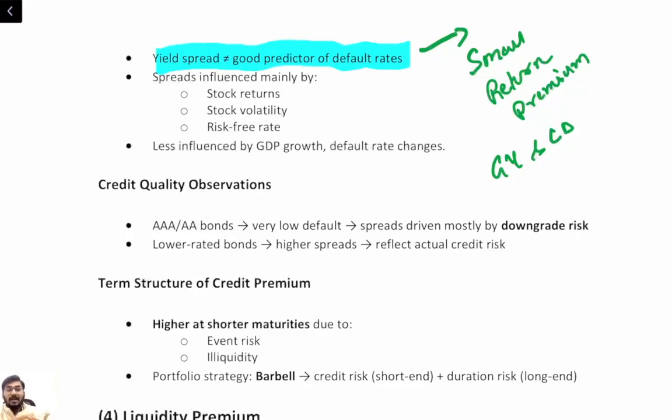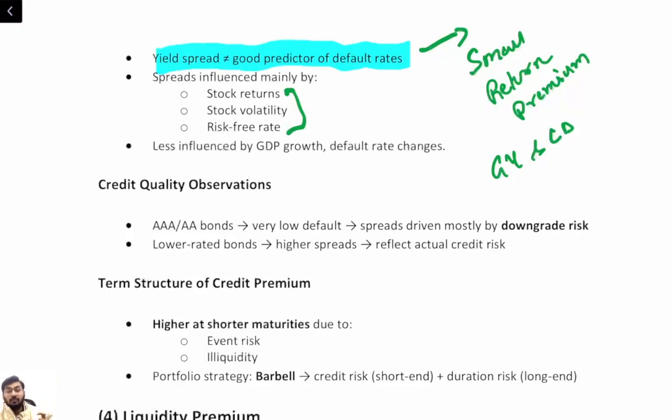So my spread is actually influenced by stock returns, stock volatility, as well as the risk-free rate. Clear? So they will actually tell me more about the predictive power. What is the probability of the default? Like when I'm saying stock returns, so how much the stocks are going up and down. If it is going way too low, then there are chances that the company can default. If the volatility is very high, then also there is a chance of the default. Risk-free rate increased, chances of the default.